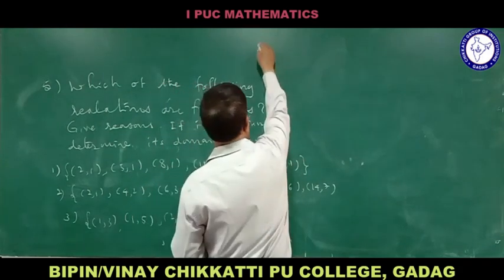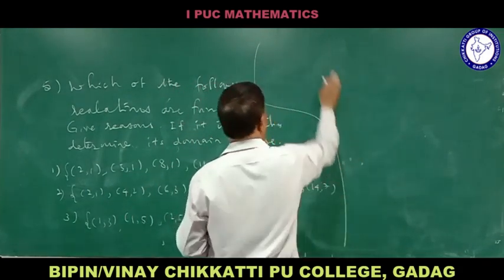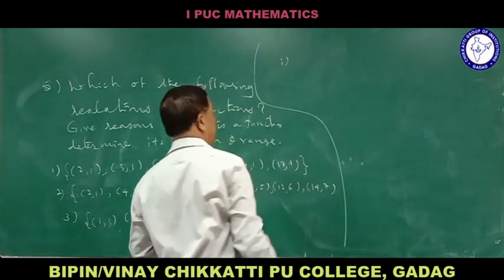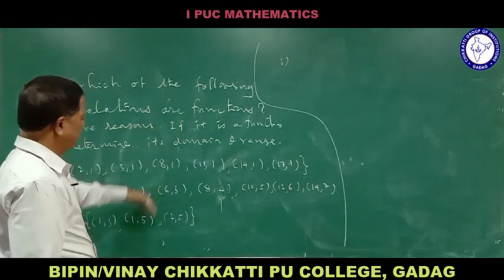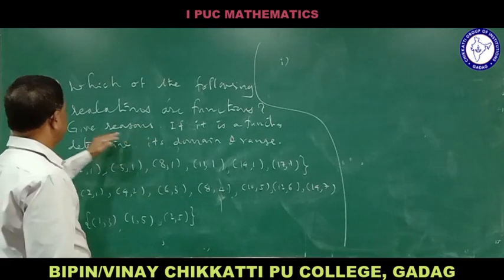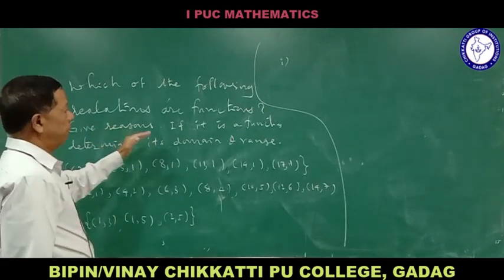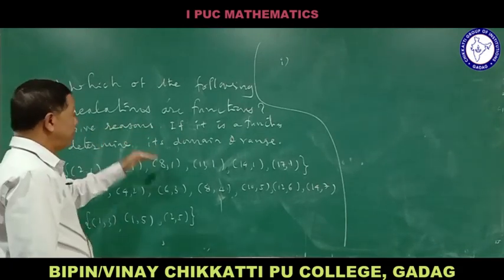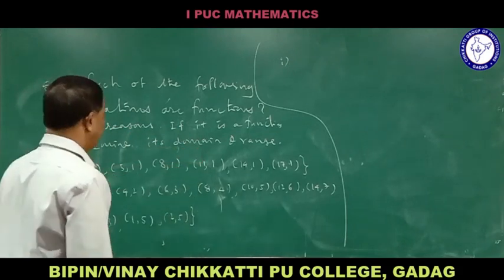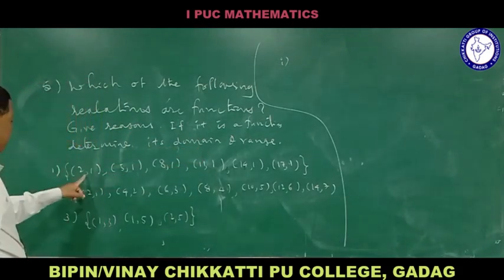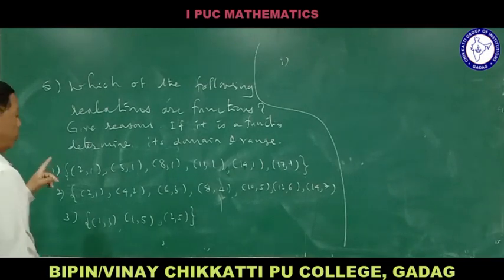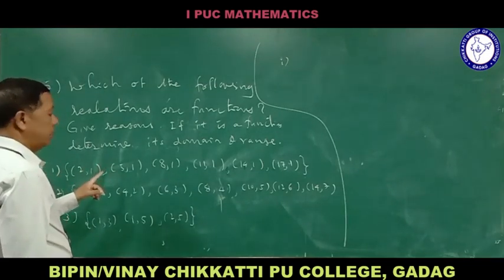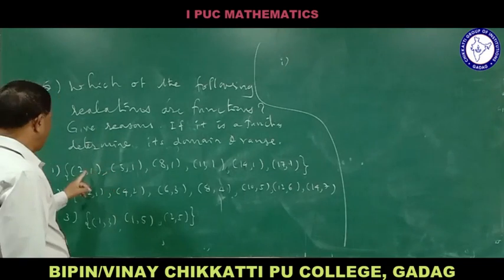These three relations, which of them are functions? Which of the following relations are functions? Give reasons. If it is a function, then you have to find out the domain and range. See whether it is a function or not. If it is a function, no two ordered pairs have the same first element.